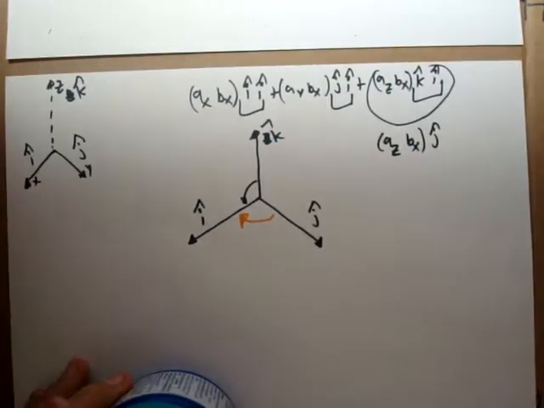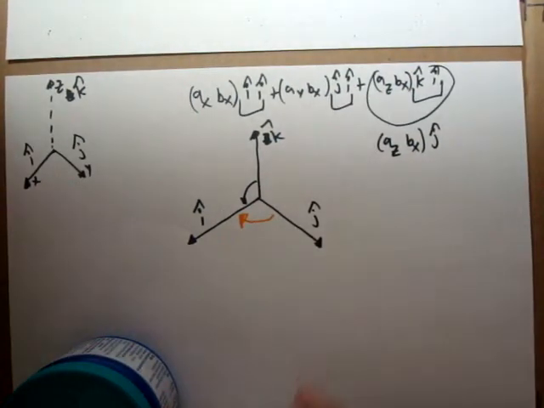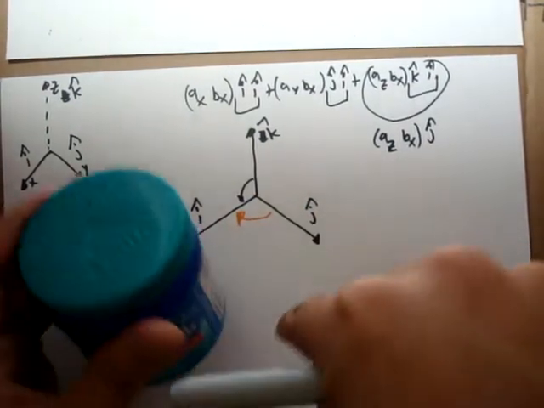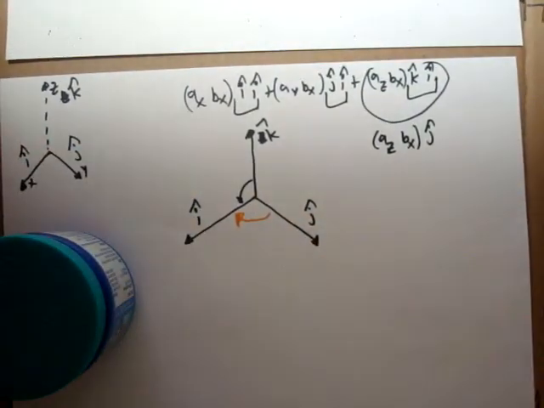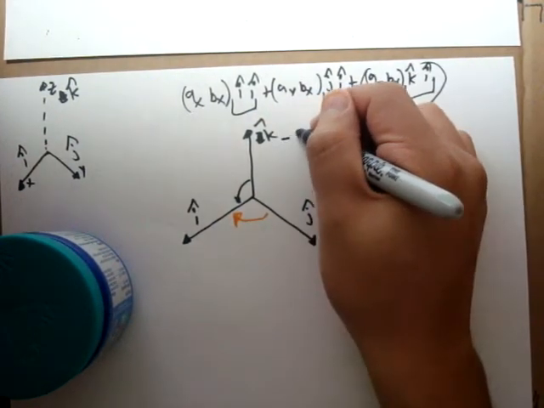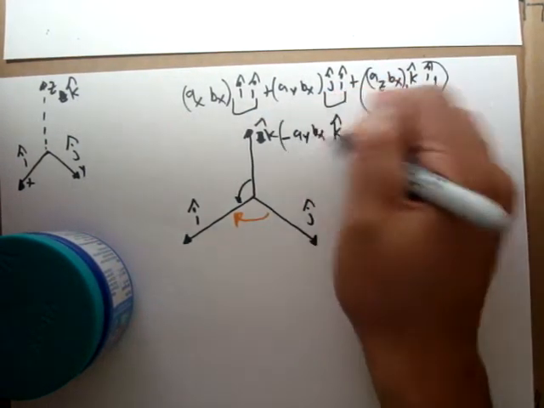So actually this is going to be k. We're in the j i plane. We're going k, but we're going down. We're drilling in. So this is going to be k, the only thing is that it's going to be negative ay bx.